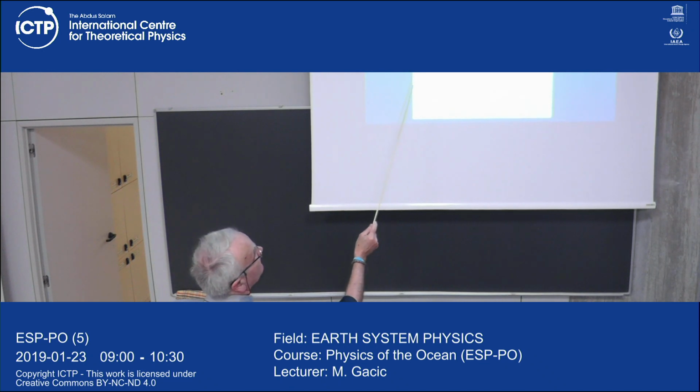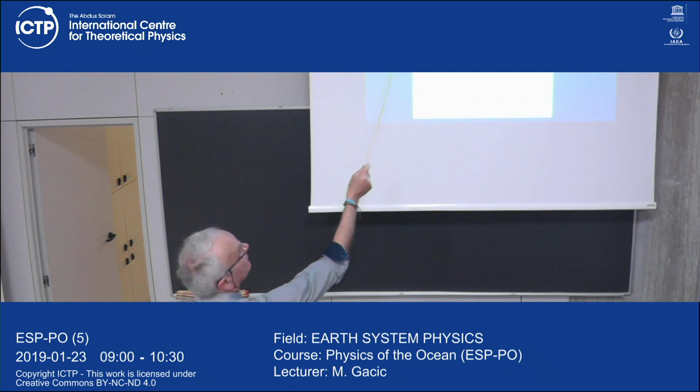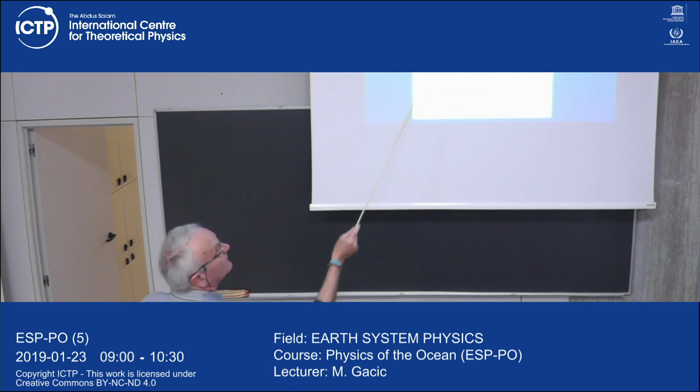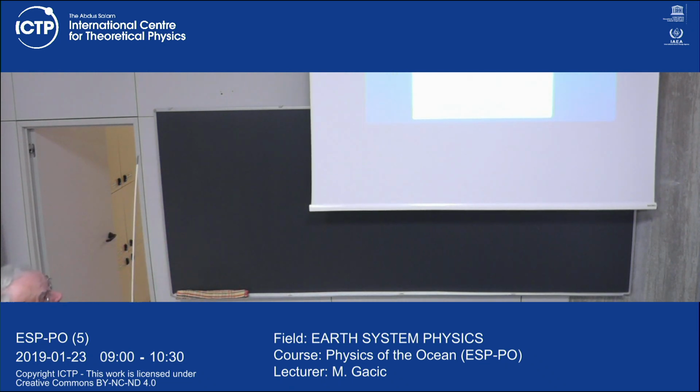The typical time, if you define the time as L over U, where L is the typical horizontal scale and U is the typical velocity, we have a typical time scale on the order of 10 to the 7 seconds. What is 10 to the 7 seconds? It is on the order of months. Okay.